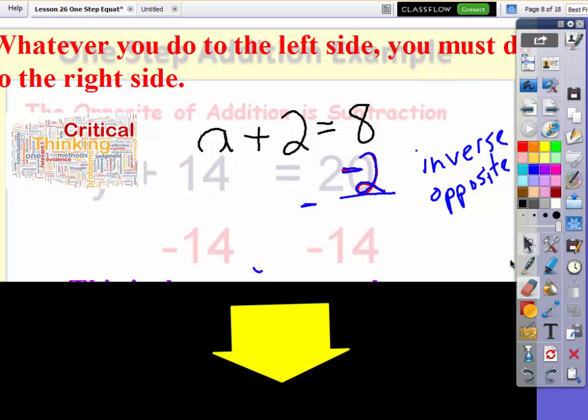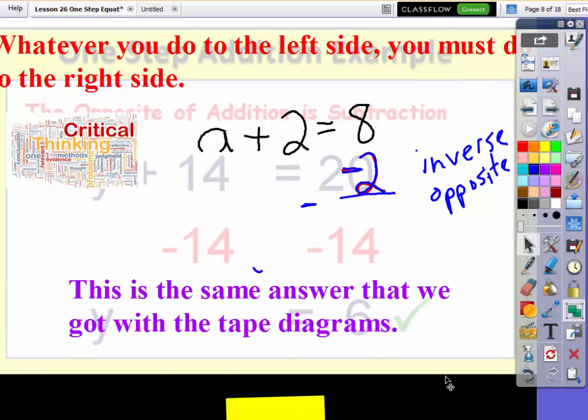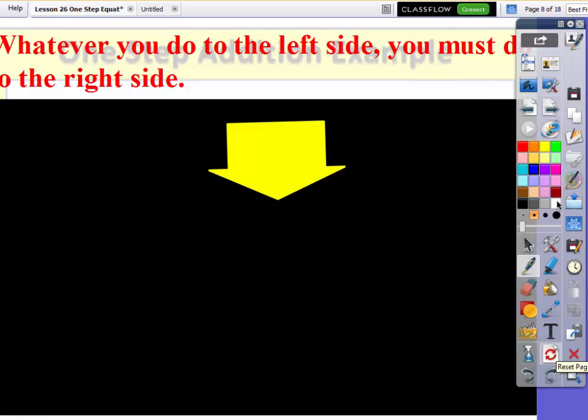So let's try one more. It's the same answer we got, that a equals 6, using algebra, using that inverse, that math without the models. It's the same thing we got from that tape diagram. Let's try this one.